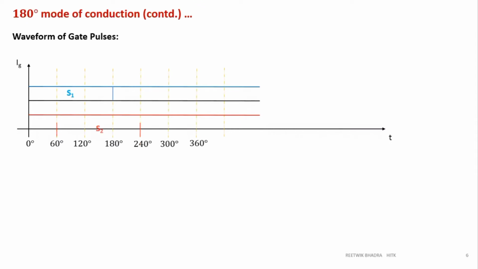Next is S2. See, S1 is starting at which point? 0 degree. So S2 should start at 60 degree. And from 60 degree, 180 degree difference is 240. So from 60 degree to 240 degree is S2.